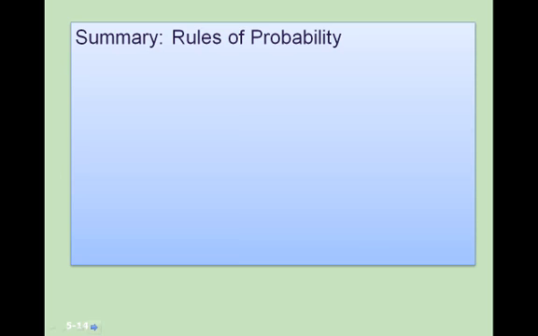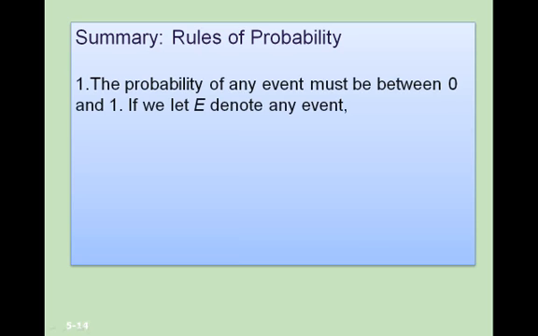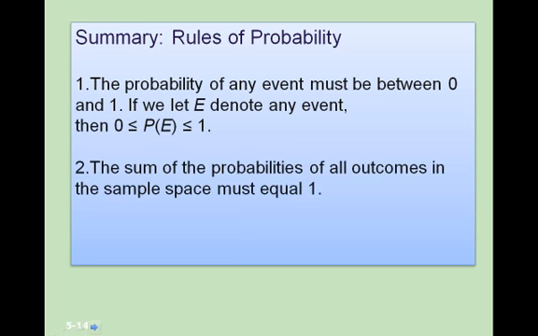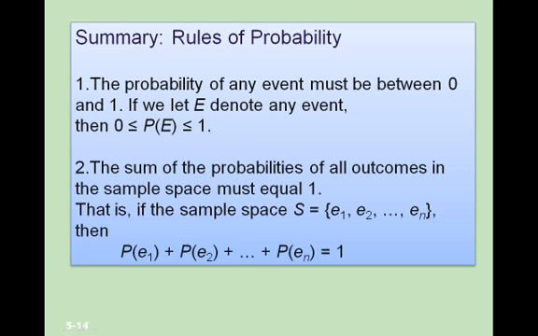So let's look at the summary of all the rules of probability we've looked at. First, the probability of any event must be between 0 and 1. If we let E denote any event, then our probability of that event must be between 0 and 1 inclusive. 2, the sum of the probabilities of all outcomes in the sample space must equal 1. That is, if the sample space S is equal to our events E through N, then the sum of the probabilities of each of those individual events must be equal to 1.